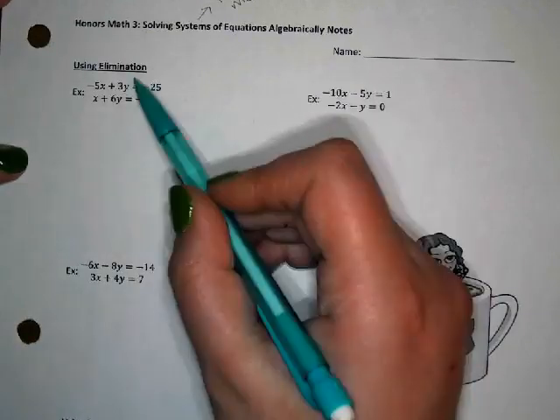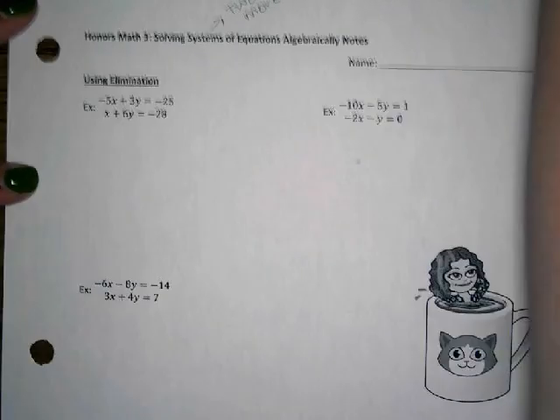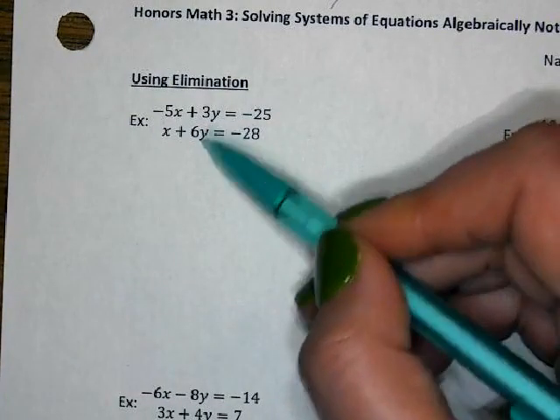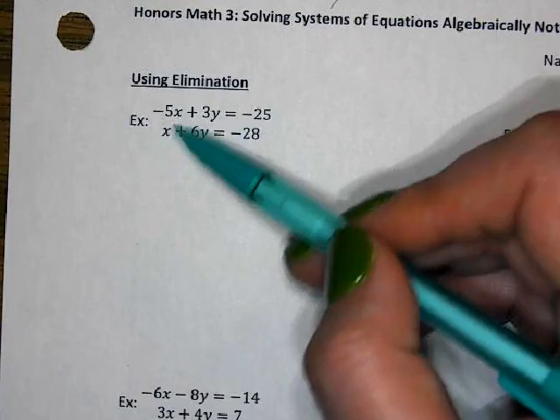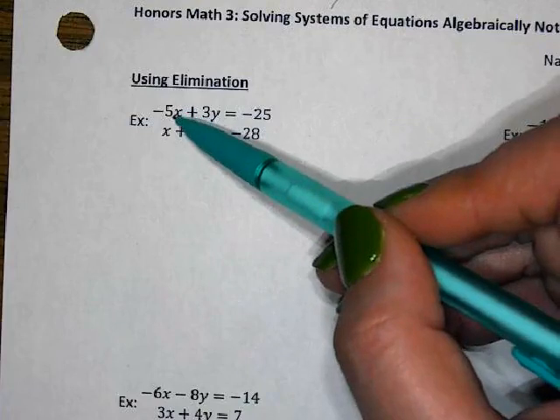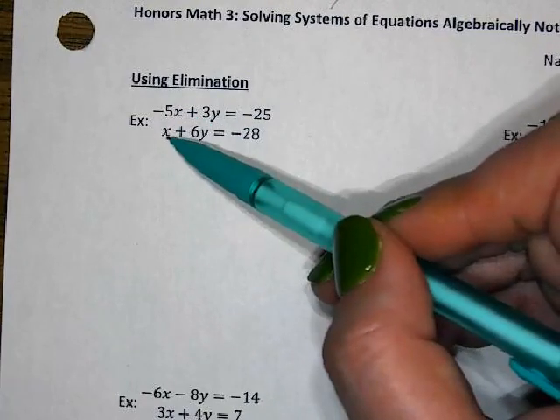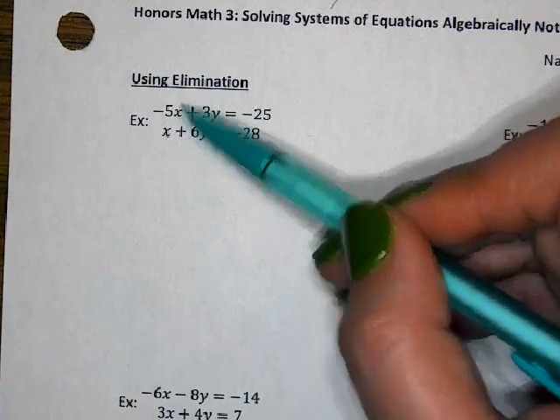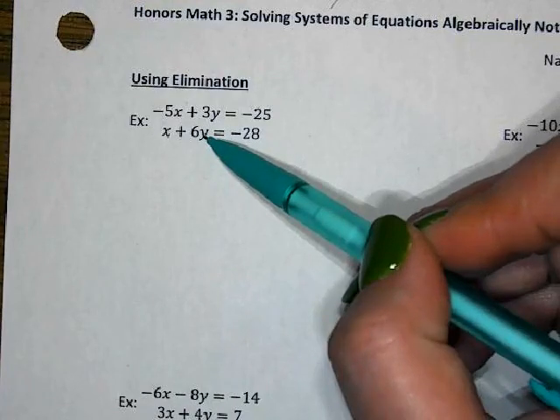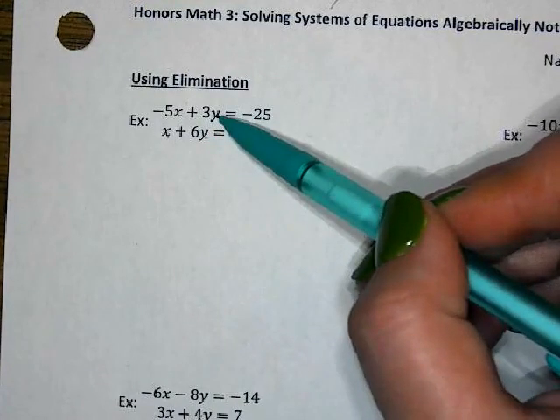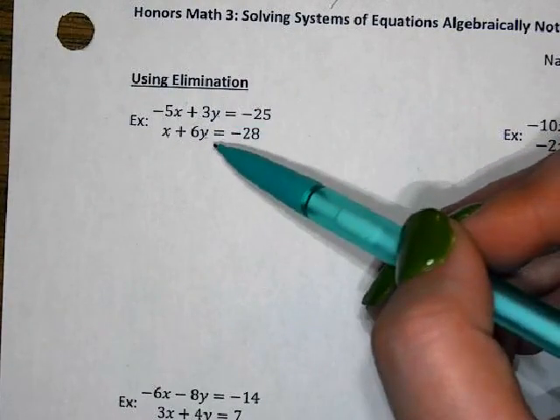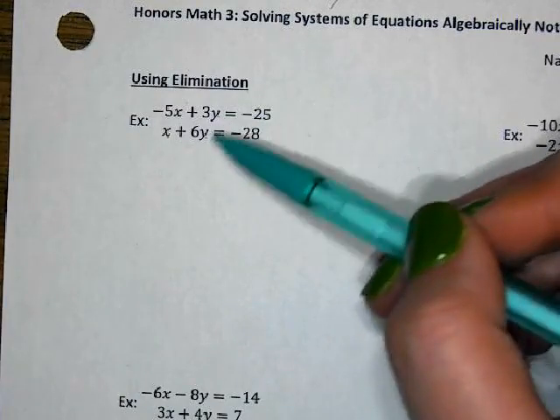So if you're using elimination, your goal is to look at the x's and look at the y's and try to get one of them to cancel out. So try to get it so the x's are the same, or try to get it so the y's are the same so they can cancel out. So if I look at this, I've got a negative 5x, so if I could get this one to be a positive 5x, then they would cancel out. Or I could look here and say, oh, this is a positive 6y, so if I could get that one to be a negative 6y, then the y's would cancel out. So that's your goal with elimination, is just to get one of the variables to eliminate itself.